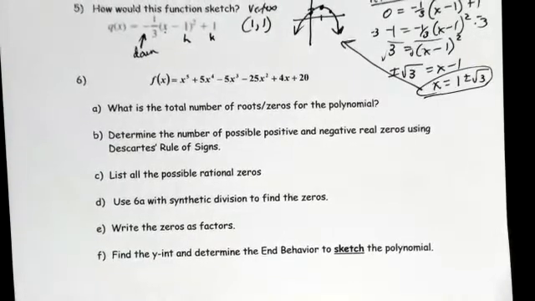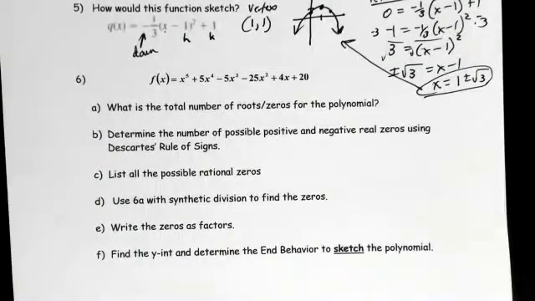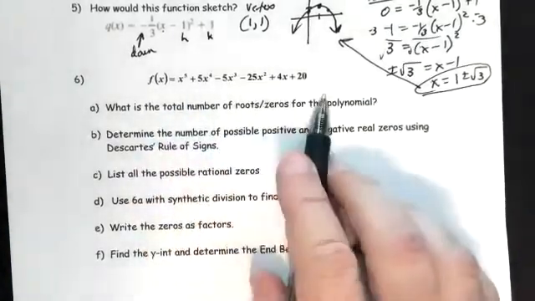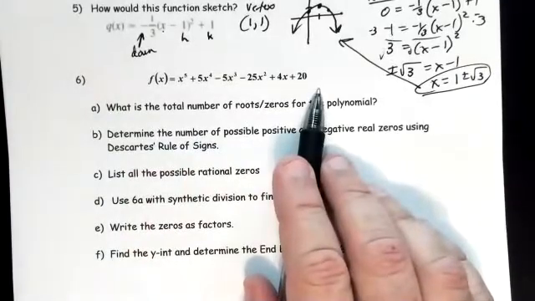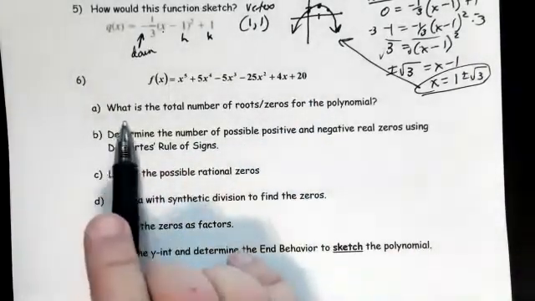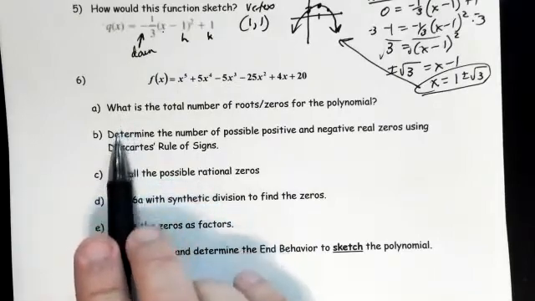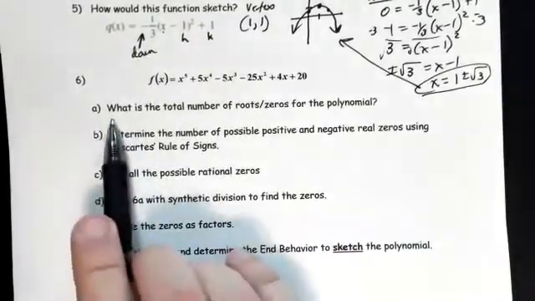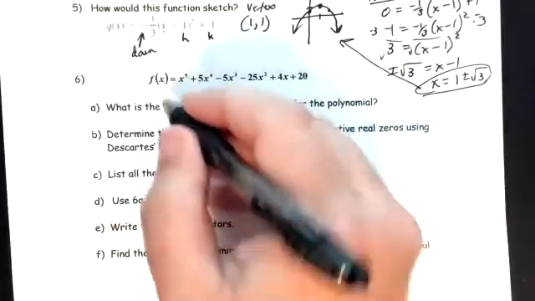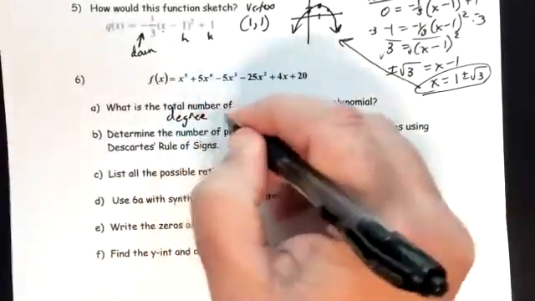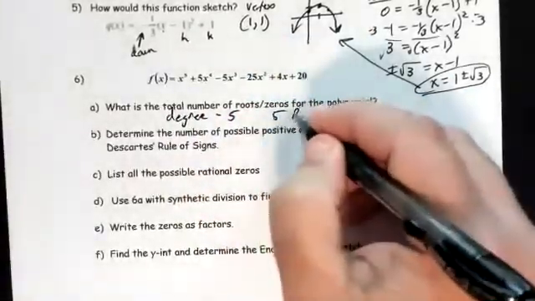All right, so let's look at this next problem. Okay, it's just a long polynomial. Happens to be in order already, so we're good to go. Okay, so what we're going to do is just answer these questions individually. What is the total number of roots or zeros in this polynomial? Remember, we look for the degree. And this is degree 5, so there are 5 roots.